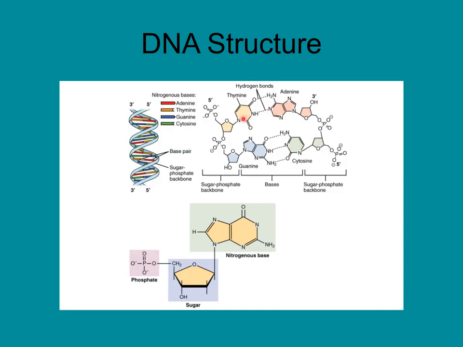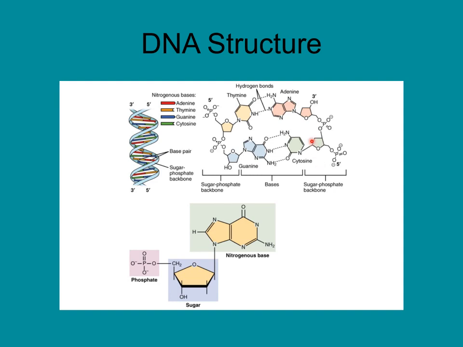Adenine and thymine always will pair together. So you have thymine on one strand, it will always pair with the adenine on the other strand. It's going to be held together by hydrogen bonds. Guanine is always going to be paired with cytosine. That is what the complementary base pairing rule states.